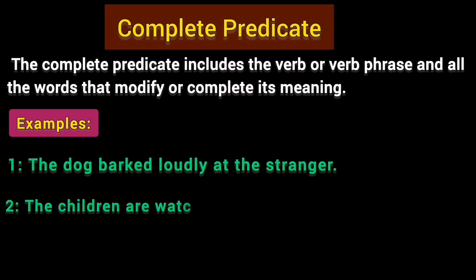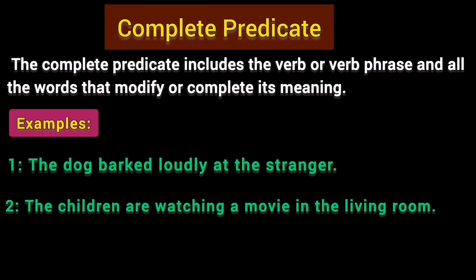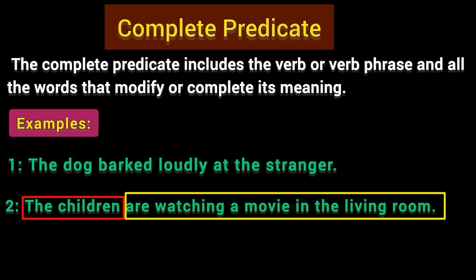The children are watching a movie in the living room. Look at this example. The children is the subject and are watching a movie in the living room is a complete predicate. The simple reason is that it does not only describe the action the children are engaged in but also provides details about the object of their activity and the location where it occurs. Simply, this predicate has an object, a movie, and a modifier, in the living room. Therefore, it is a complete predicate.